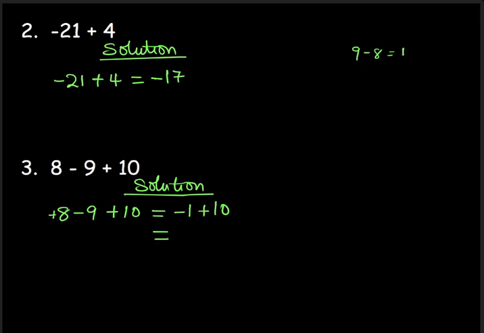Minus 1 plus 10. 1 carries minus and 10 carries plus. So what do we have? We subtract, because that's different signs. 10 minus 1, and that will be equal to 9. And then what is the sign of the bigger number? 10 is the bigger number, it carries plus. That will give us plus 9, because we are keeping the sign of the bigger number.